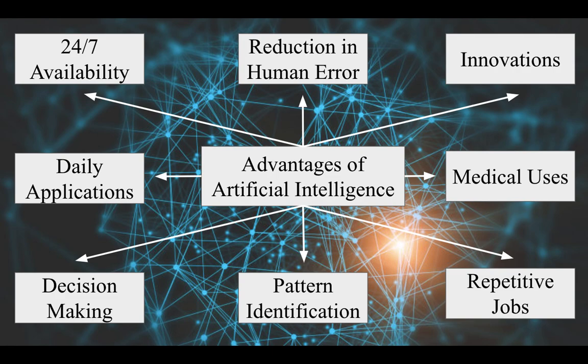We then have pattern identification. With its ability to analyze vast amounts of data and identify the patterns and trends in the market, AI can help businesses and organizations better understand customer behavior, market trends, and other important factors. This information can be used to make better decisions and improve business outcomes.